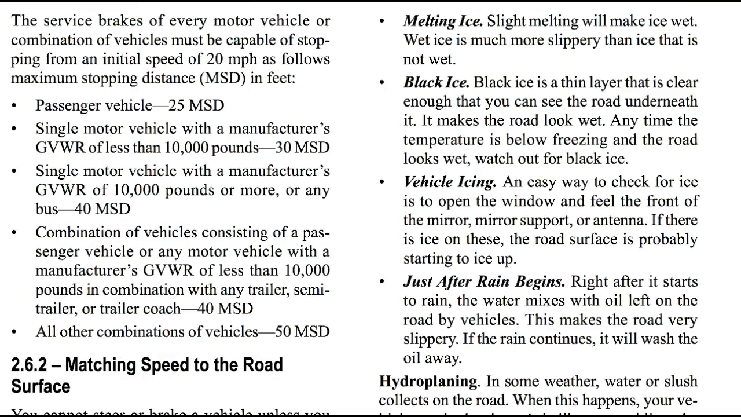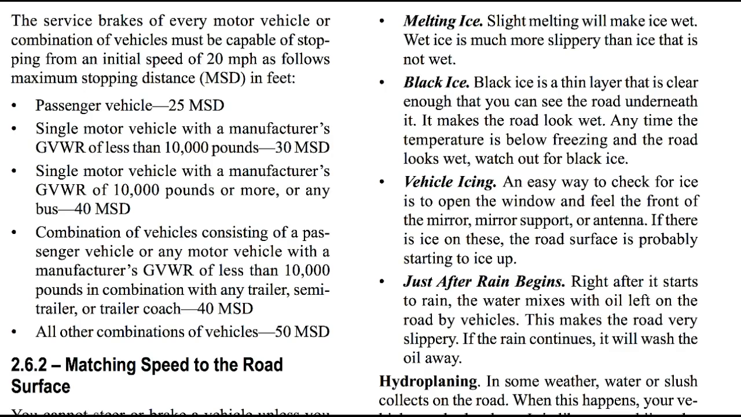Melting ice. Slightly melting ice will make ice wet. Wet ice is more slippery than ice that is not wet. Black ice. Black ice is a thin layer that is clear enough that you can see the road underneath it. It makes the road look wet. Anytime the temperature is below freezing and the road looks wet, watch out for black ice.